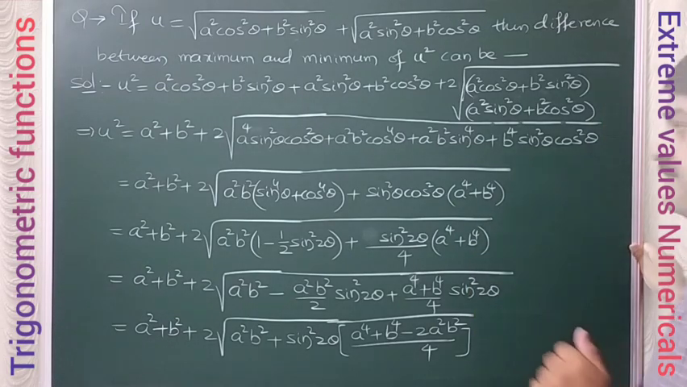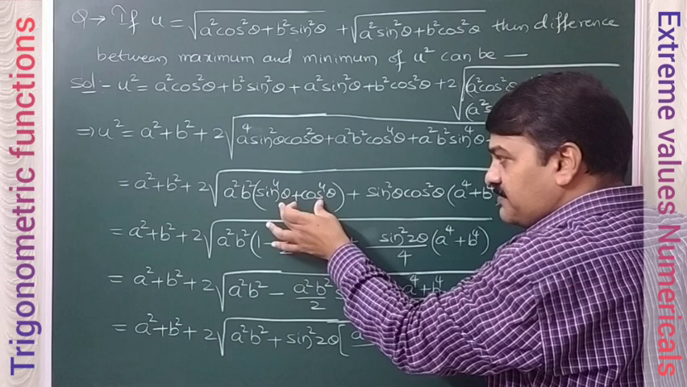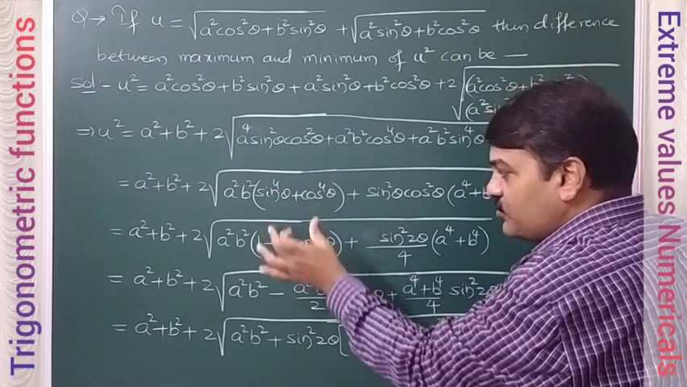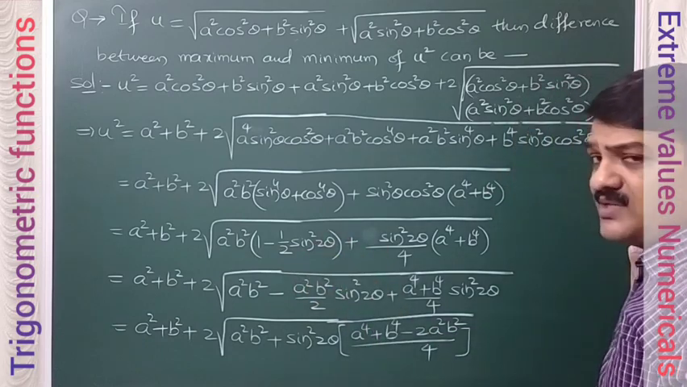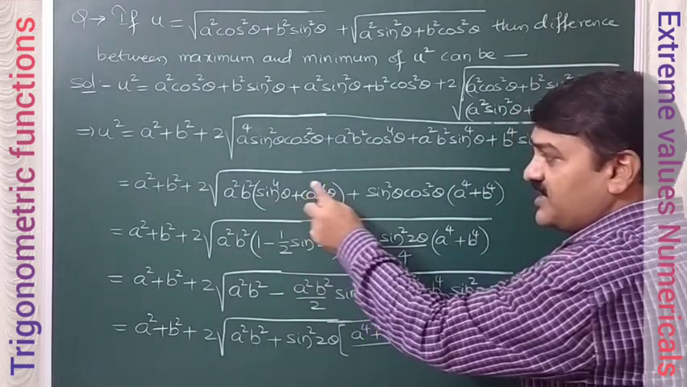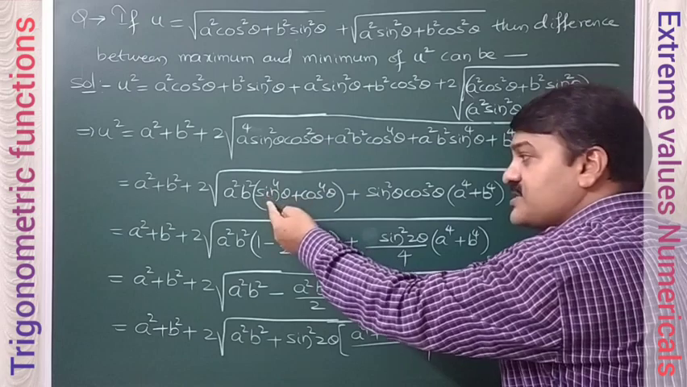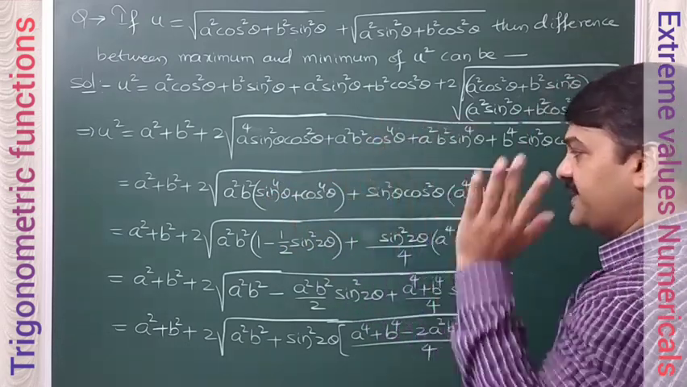Okay, so next, we know the formula of sin power 4 theta plus cos power 4 theta is 1 minus 1 by 2 sin square 2 theta. It's very easy. Write sin square whole square here, cos square whole square here, apply the a square plus b square formula, you will get it.